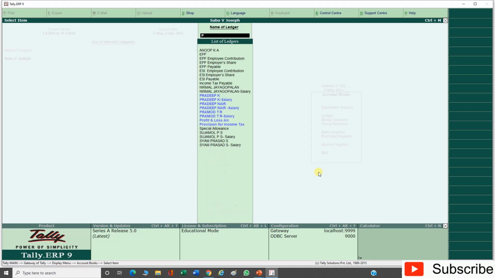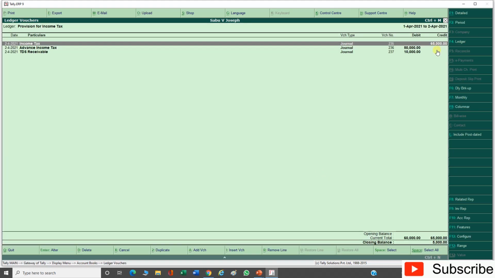Now go to provision for income tax. What will be the amount? First we have passed the payable entry that is showing here as credit 65,000. Against 65,000 we adjusted the advance income tax and TDS. Now the account is showing 5,000 as the tax liability to be payable to the government. So in the next stage we remitted this 5,000 to the government.